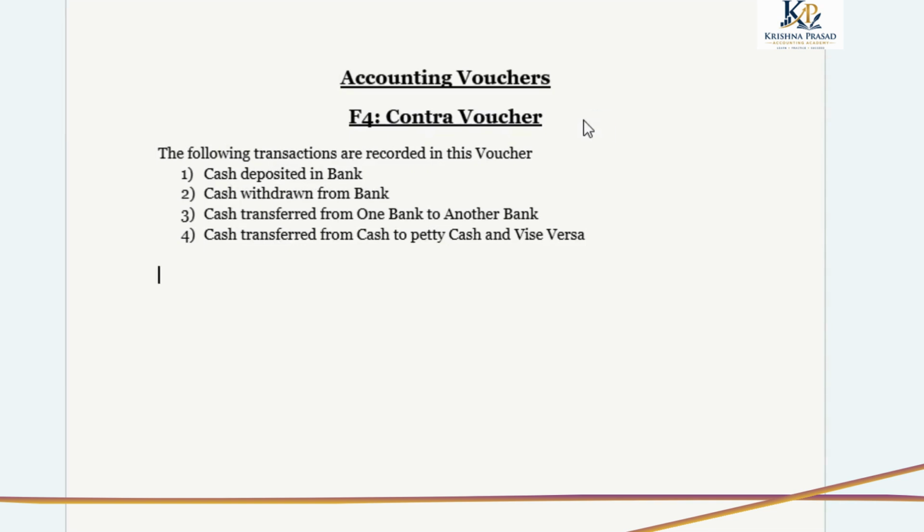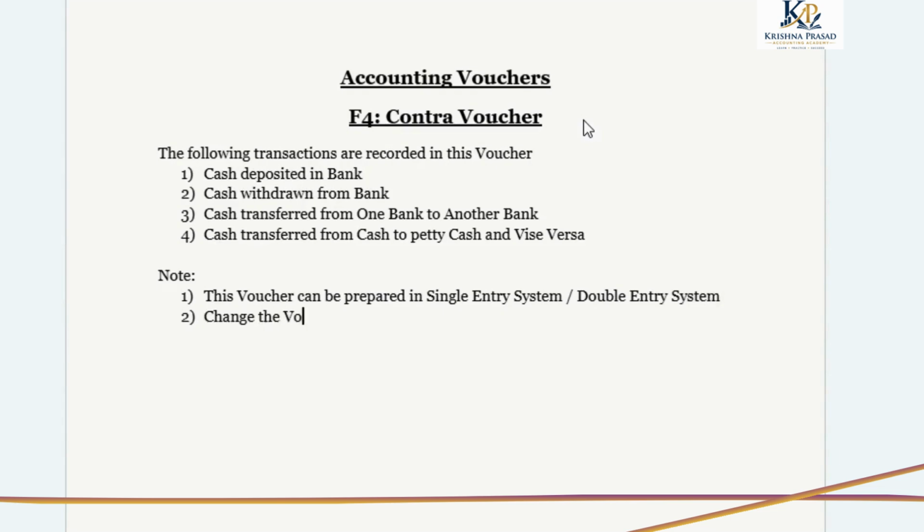And coming to that, this contra voucher can work with the single entry system or double entry system. Note the first point: this voucher can be prepared in single entry system or double entry system. To change the voucher mode, we need to use Control H.